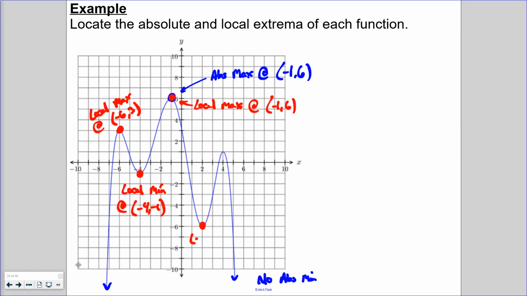We also have a local minimum at this valley here, so this would be at 2, -7. And then we have our last extrema right here. This would be a local maximum at the point 4, 1. And there we go. We have now identified all of our absolute and our local extrema.